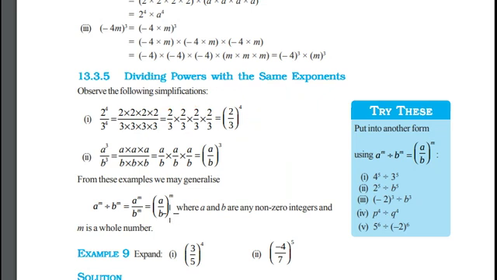So we can generalize this. A to the power of m divided by b to the power of m is equal to a by b to the power m, where a and b are non-zero integers. A and b cannot be equal to 0, and m is a whole number. M could be 0 or any other natural number.